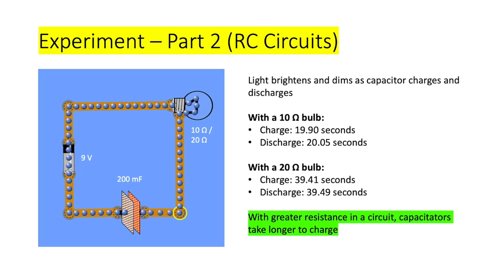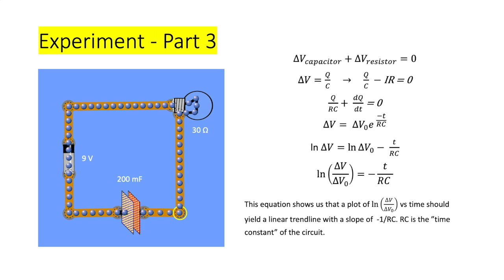From the charging and discharging times on the right, we conclude that capacitors take longer to charge and discharge when the circuit's resistance is greater, because here the 20 ohm times are greater than that of the 10 ohm resistance bulb. In part 3 of this lab, I increased the resistance of the bulb to 30 ohms.